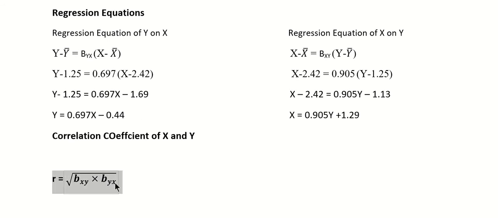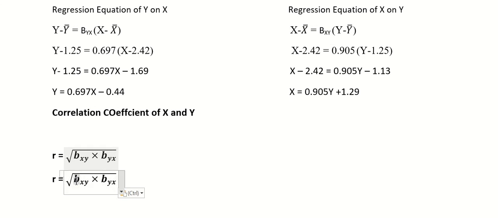We have calculated beta x on y and y on x. So here beta x on y is 0.905 and beta y on x is how much? 0.697, right? Now we will just calculate its square root. We'll multiply it and find its square root. So here the value is r equals to 0.79.